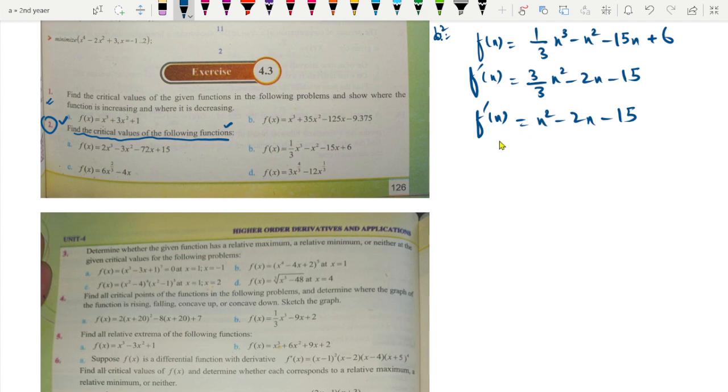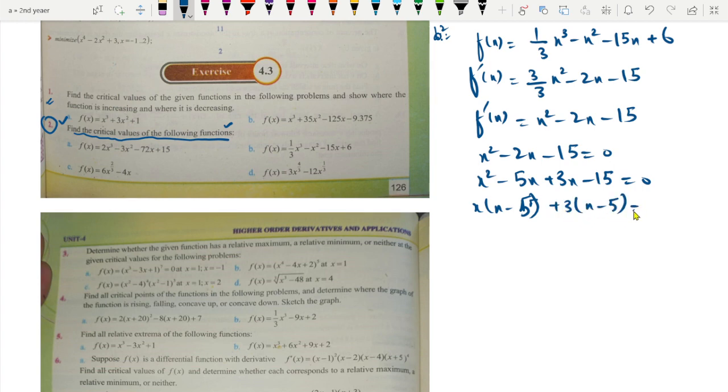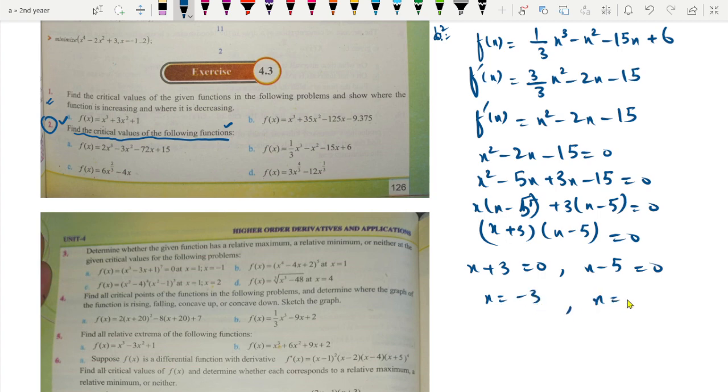For critical values, put f prime of x equal to 0. So x square minus 2x minus 15 is equal to 0. By factorizing this, x square minus 5x plus 3x minus 15 is equal to 0. x common, x minus 5, and plus 3 common, x minus 5. So x plus 3 and x minus 5 is equal to 0. x plus 3 is equal to 0 and x minus 5 is equal to 0. x is equal to minus 3 and x is equal to 5. So these are the critical values of this function.